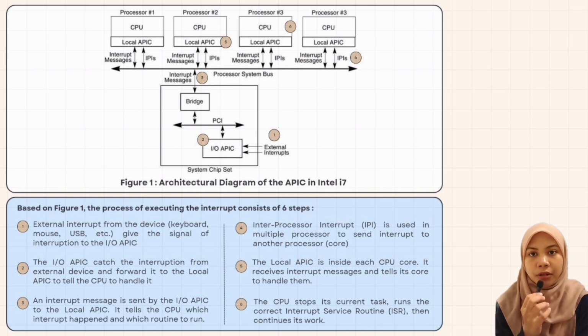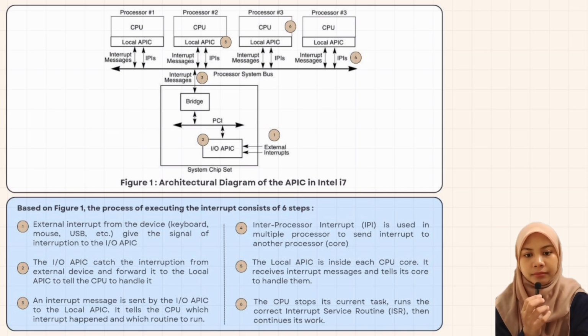Sometimes one CPU core needs to communicate with another core. This is done using an interprocessor interrupt, or IPI. This is especially useful in multi-threaded tasks or when one core is idle and another needs help. For example, core 2 finishes its task and sends an IPI to core 4. It's like coworkers pinging each other on a messaging app when they need assistance.